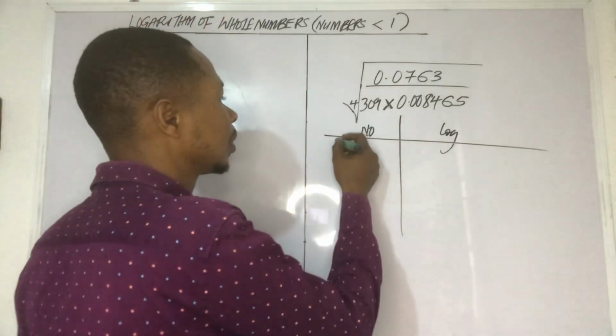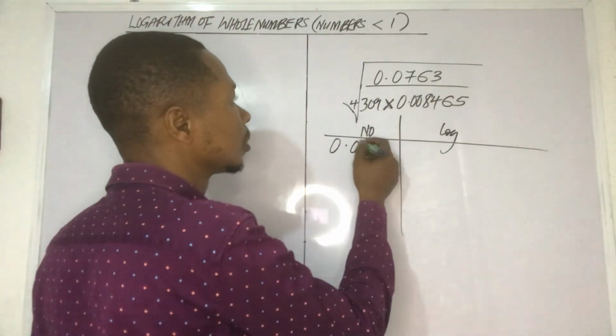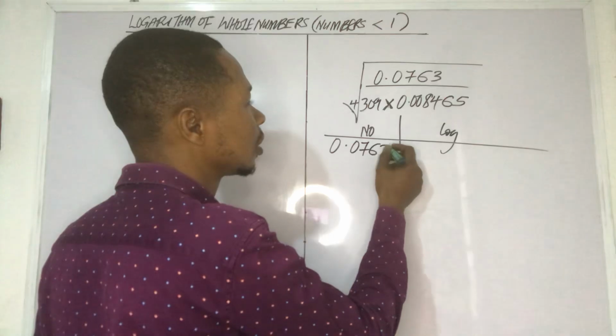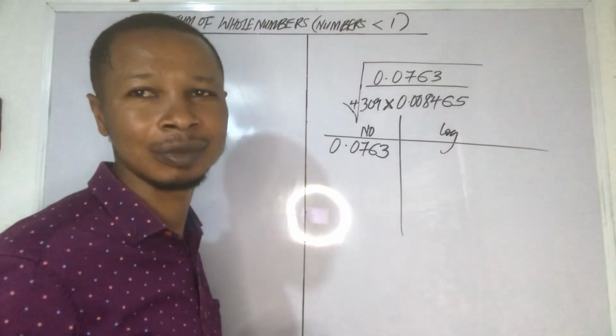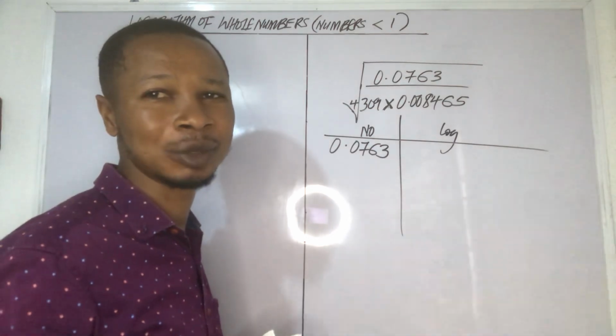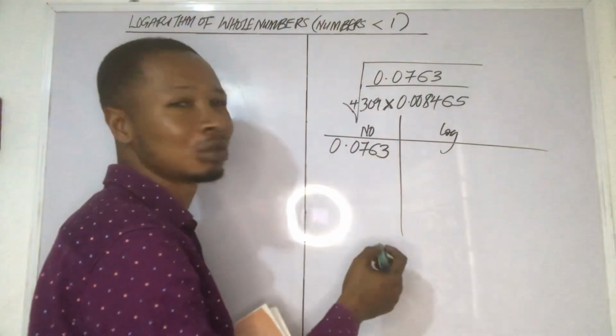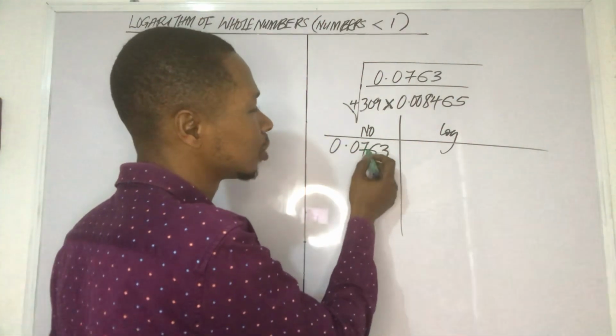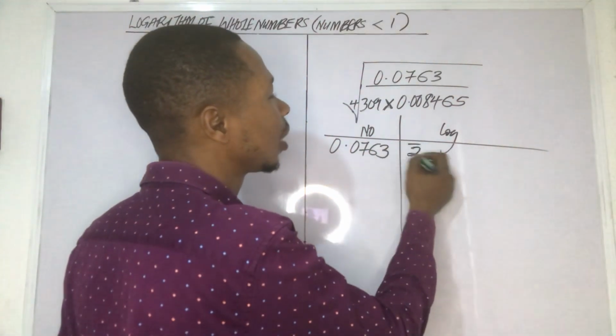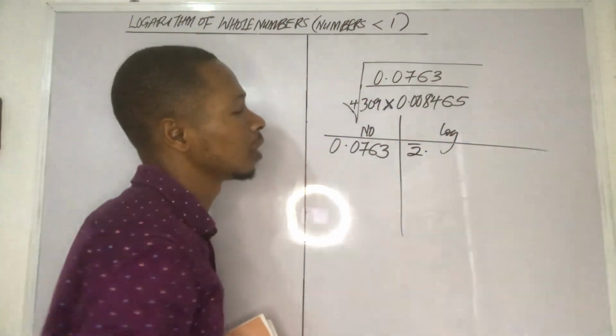So your first number is 0.0763. The characteristic of this number is what, if I may ask you? I hope you will say -2, because the characteristic truly is -2. The point moves 1, 2 in this direction. So you have -2. Then I'll go to my logarithm.